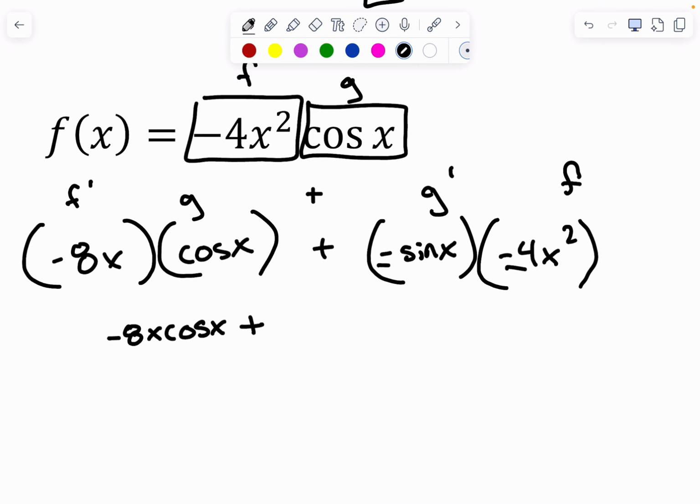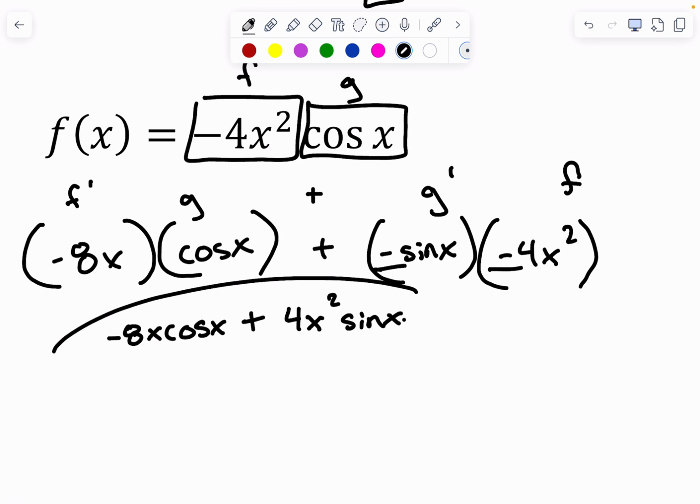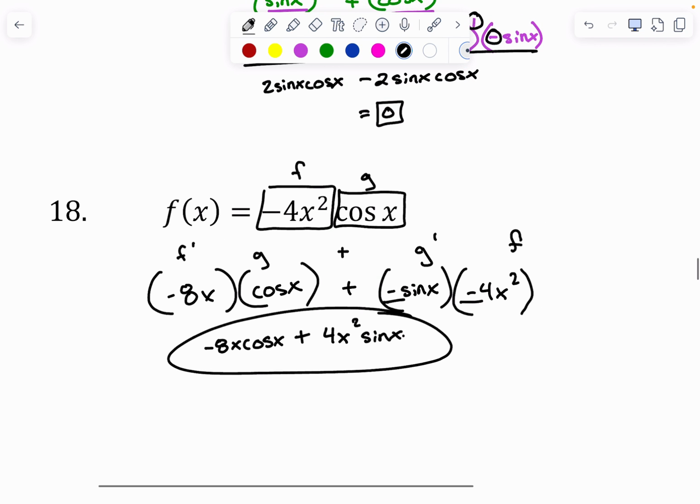No, because this x is trapped inside of the cosine, and this is just a regular x. Does that make sense? I was underlining my subtractions. Both negatives, right? So negative negative makes positive. So this is 4x squared sine x. There we go. Done. That was 18. That was a product rule.